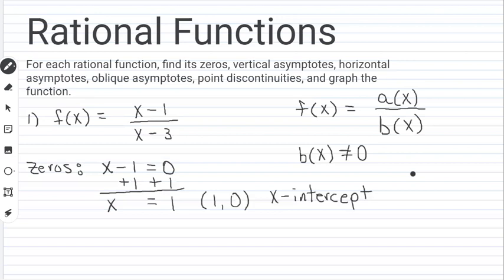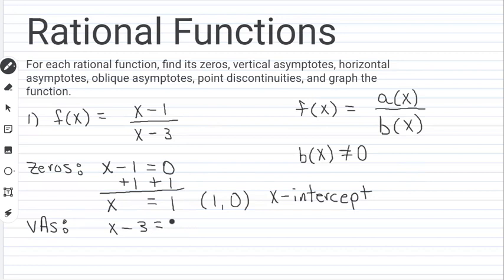The next thing that you want to do is find the vertical asymptotes. I'm just going to abbreviate that as VA. And basically what you want to do with vertical asymptotes is set the bottom of the fraction equal to 0. So now we're going to take the bottom of the fraction and set it equal to 0. So I get x minus 3 equals 0.